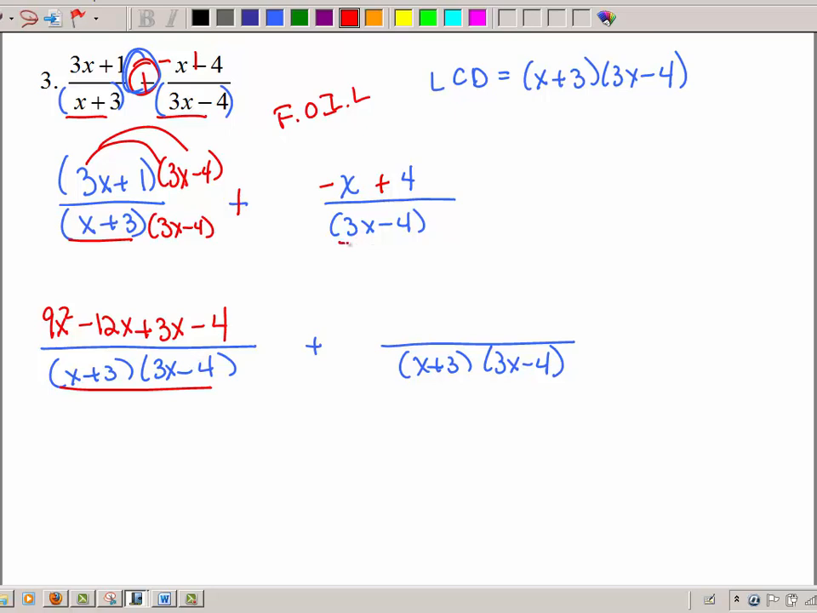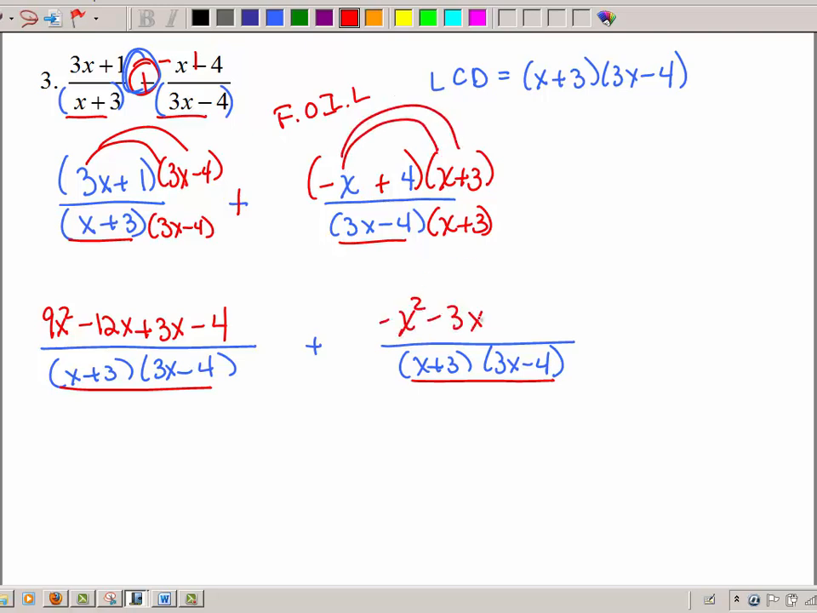The next fraction, compare the old with the new. What do I need to multiply by? x plus 3. So I need to put all of that in parentheses times x plus 3, and again do that first, outer, inner, last. Multiply, that's negative x squared, negative 3x, then plus 4x, and plus 12.